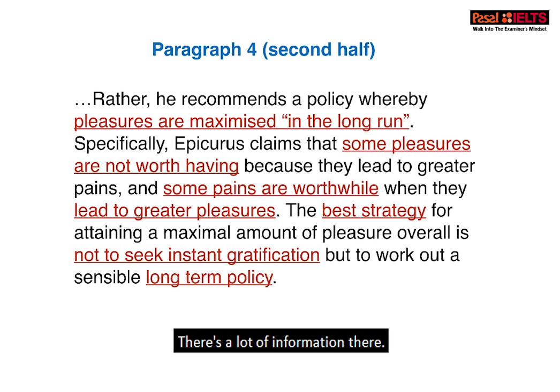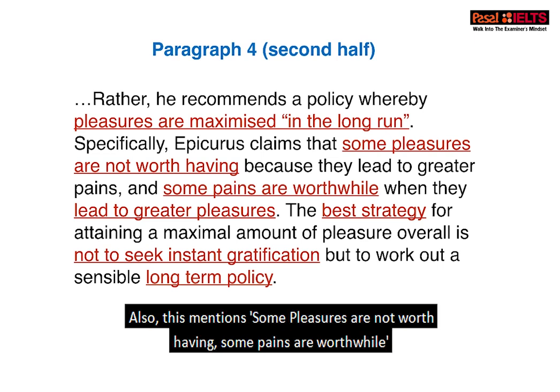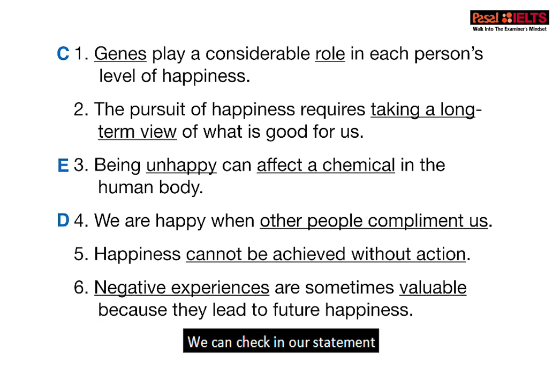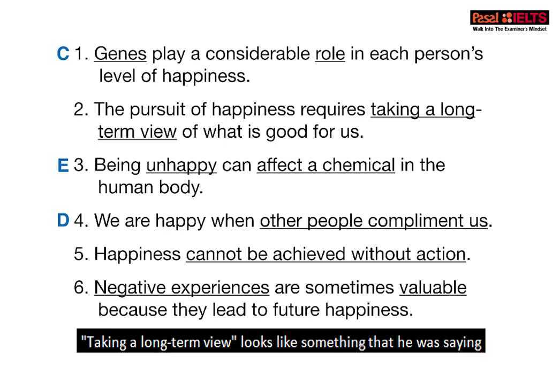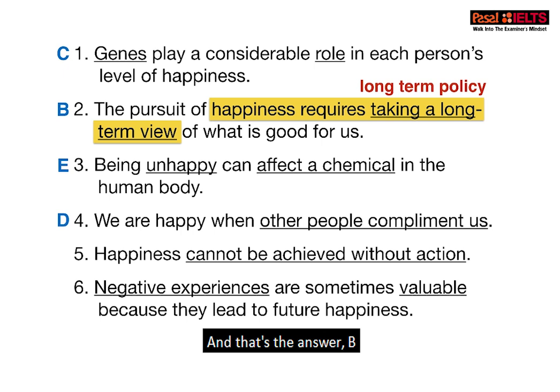There's a lot of information there. We've got pleasures are maximized in the long run, and at the end, this long-term policy. Also, this mentions some pleasures are not worth having, some pains are worthwhile. There's a lot mentioned in there that we can check in our statements. So, number 2, taking a long-term view, looks like something that he was saying. Happiness requires taking a long-term view was the same as a long-term policy, and that's answer B, Epicurus. That definitely matches.